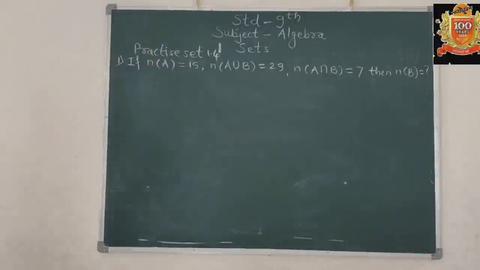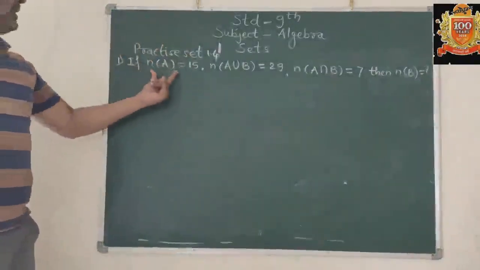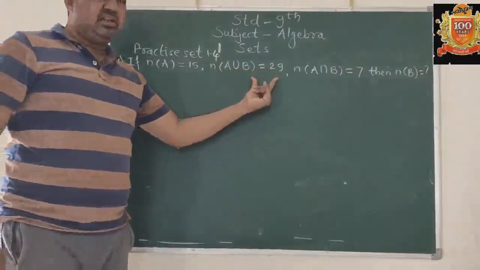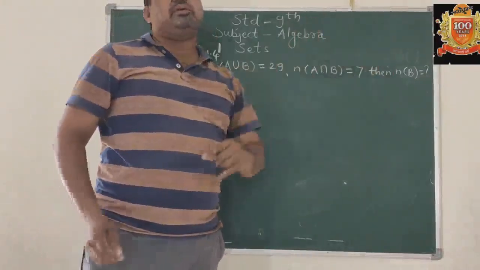So here, practice 1.4, check first question. Number of elements in A, 15. Number of elements in A union B, 29. Number of elements in A intersection B, 7. Then find number of elements in B.